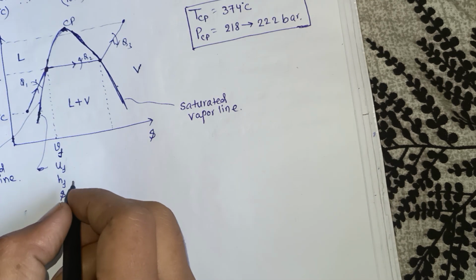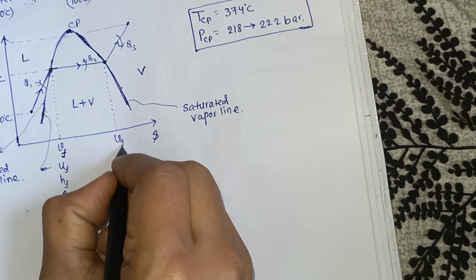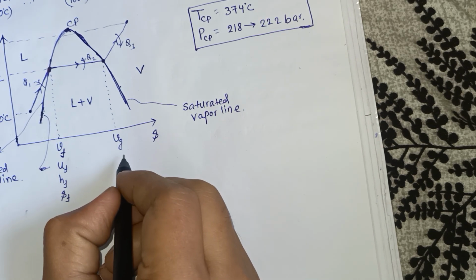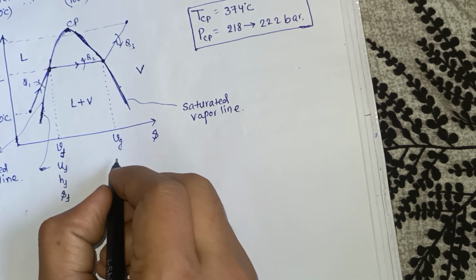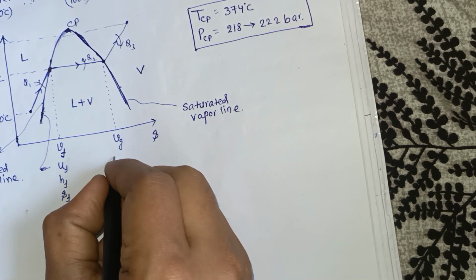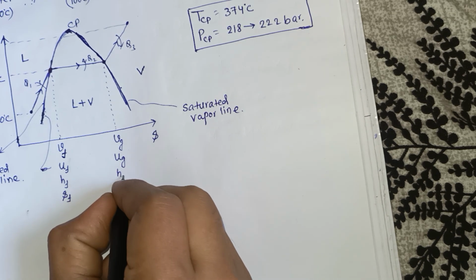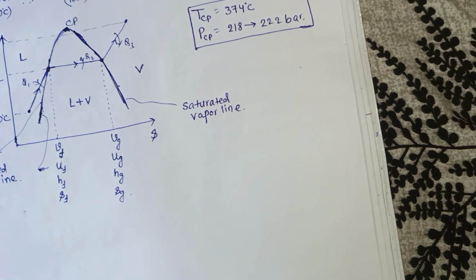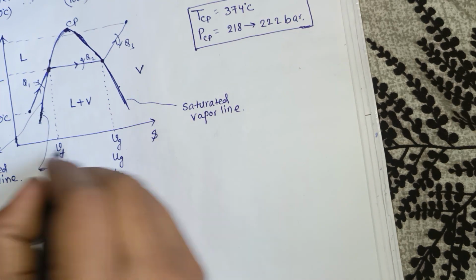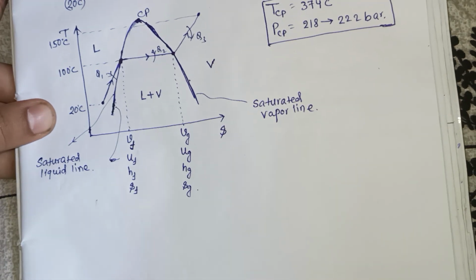Now with respect to this point, you can calculate Vg, the specific volume of vapor or gas, specific internal energy of gas, specific enthalpy of gas, and specific entropy of gas. By using the steam table, you can find these out. Now this is the process.